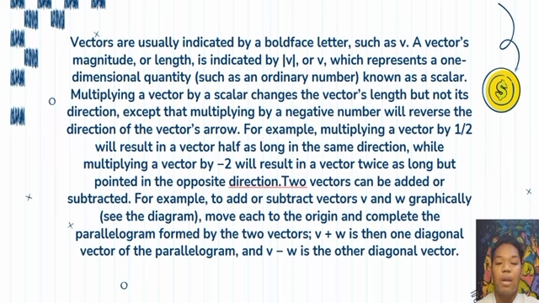Two vectors can be added or subtracted. For example, to add or subtract vectors V and W graphically, move each to the origin and complete the parallelogram formed by the two vectors. V plus W is one diagonal vector of the parallelogram, and V minus W is the other diagonal vector.